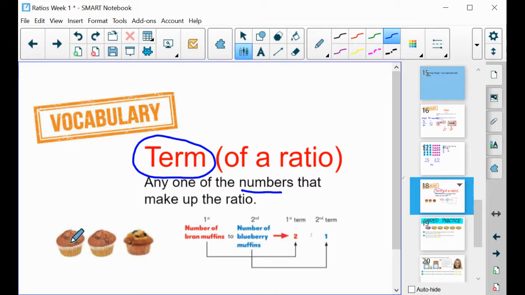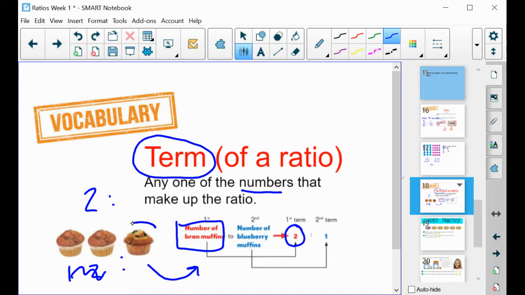Okay, so for example, right here, this is listed as a ratio. We have these muffin types here. This is bran muffins, and this one is a blueberry muffin. So when we turn that into a ratio, we have our first term is the number of bran muffins. So that's why that's a 2, because there are 1, 2 of them. And then we're comparing them to how many blueberry muffins we have. So that is our second term.